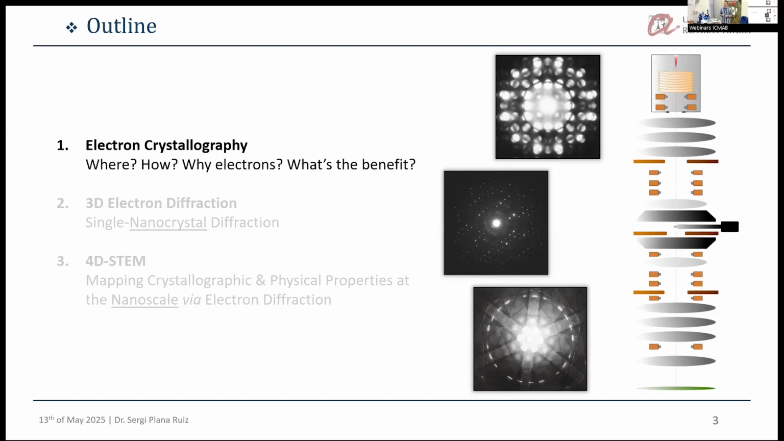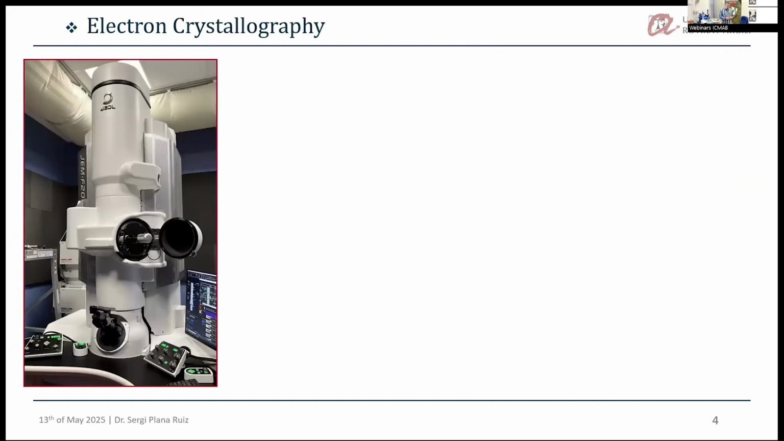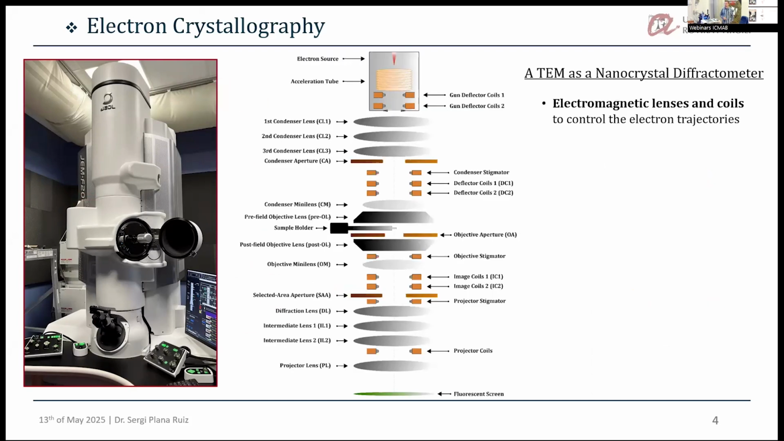So let's start with electron crystallography. Where is it done? Usually this is done in a TEM. For those who know, these are quite complex machines with respect to electron optics. In fact, this is one of the simpler ones nowadays, but still it's quite complex. Basically we have our electron beam that goes through here. Here is the gun, and the electrons go down. Here is where we put our sample, and the beam is transmitted, and just down there is where the detectors are and where we acquire our diffraction patterns.